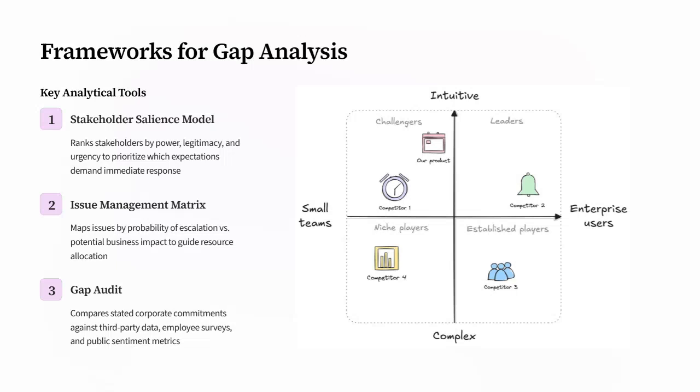This slide presents 3 frameworks for conducting a gap analysis, each offering a different lens on organizational expectations and performance. First, the stakeholder salience model ranks stakeholders by power, legitimacy, and urgency, helping identify whose expectations require the fastest response. The issue management matrix evaluates issues by their likelihood of escalation and potential business impact, guiding where resources should go. Finally, the gap audit compares stated corporate commitments with third-party data, employee surveys, and public sentiment. Together, these tools reveal where commitments and perceptions may not align.